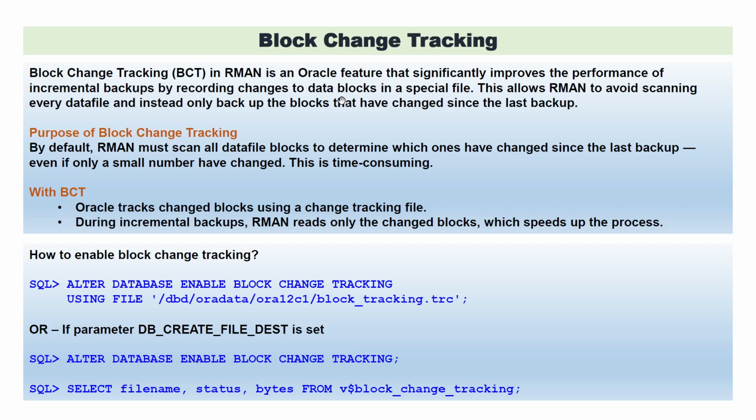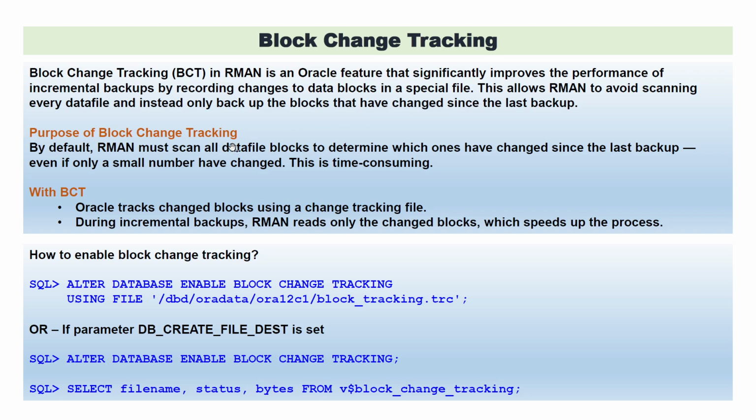So basically it's a separate file, and that particular separate file records the changes to data blocks. This allows RMAN to avoid scanning every data file and instead only back up the blocks that have changed since the last backup, which means your backups will be faster.